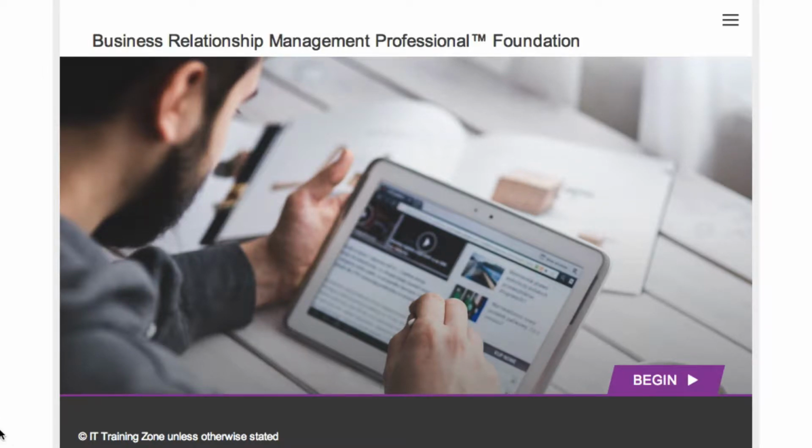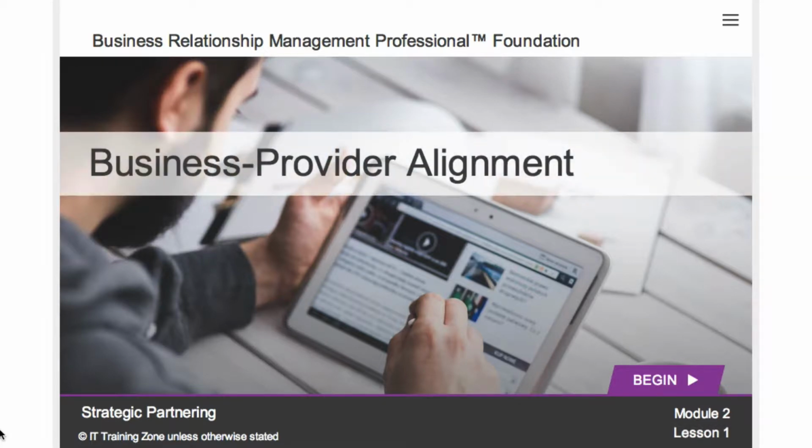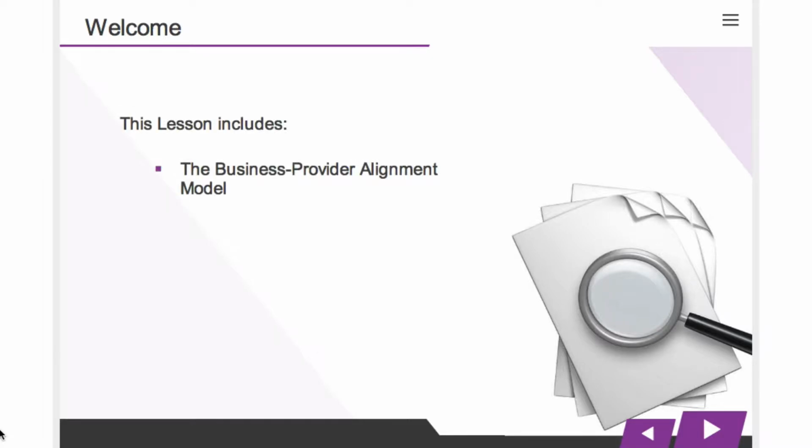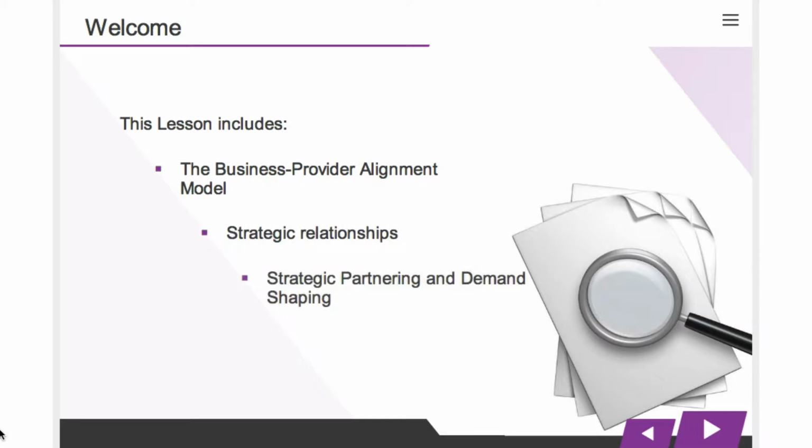The Business Relationship Management Professional Foundation Course. Module 2, Strategic Partnering. Lesson 1, Business Provider Alignment. Welcome to Module 2, Lesson 1. In this lesson, we'll be studying Business Provider Alignment. Topics covered include the Business Provider Alignment Model, Strategic Relationships, and Strategic Partnering and Demand Shaping.